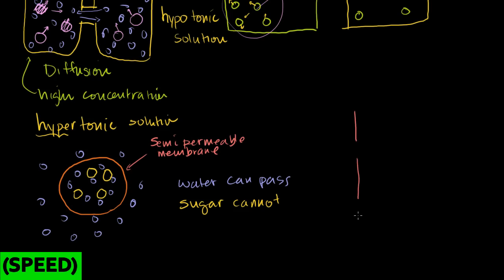So it has little holes in the membrane, just like that. And maybe the water molecules are about that size, so they can go through those holes. So the water molecules can go back and forth through the holes, just like that. But the sugar molecules are about that big, so they cannot go through that hole. They're too big for this opening right here to go back and forth.